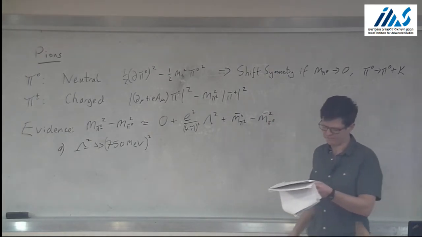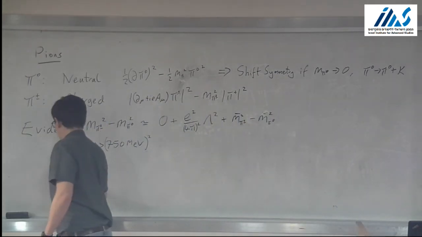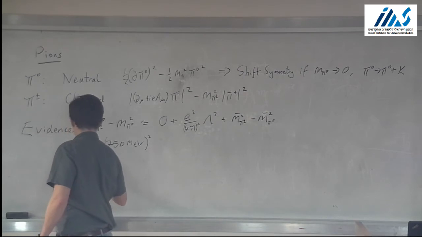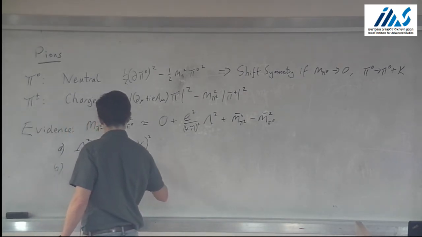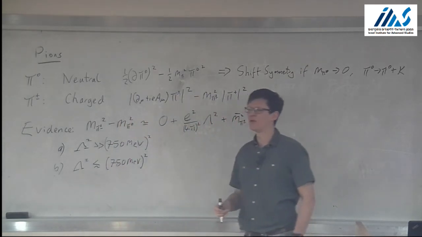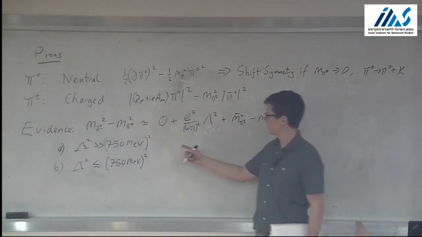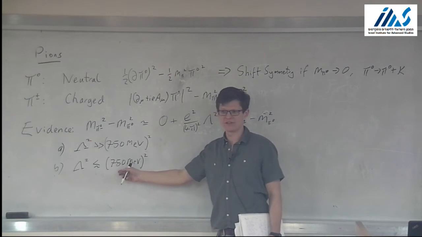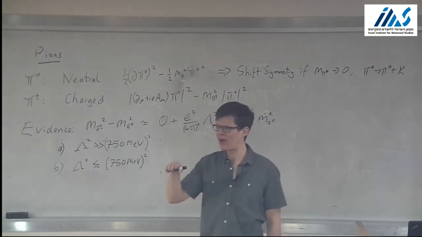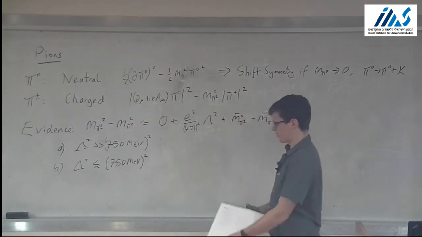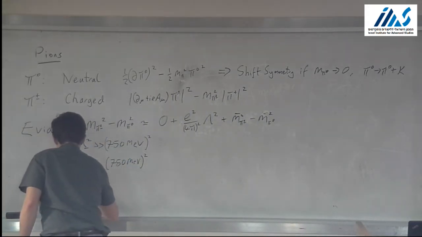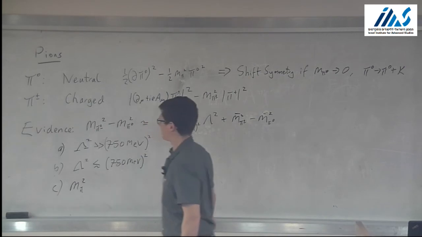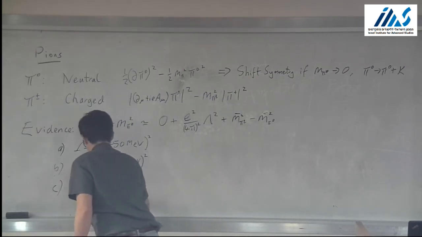There's also the possibility that lambda squared is less than or around 750 MeV. But what that's telling us is that we've got a boon for experimental physics, because something has to show up if this is the case. We've just discovered our pions, and there has to be something just around the corner. Or another possibility is that the pion masses are not calculable in the first place.